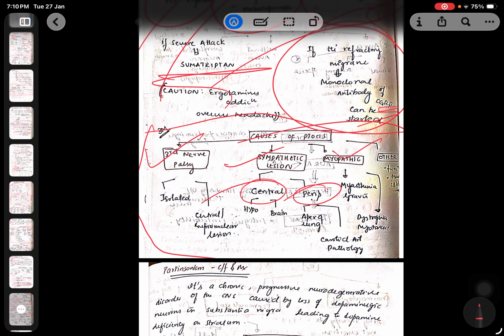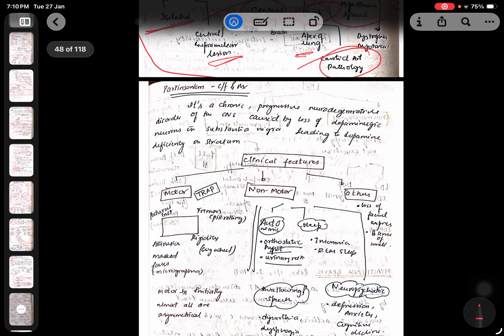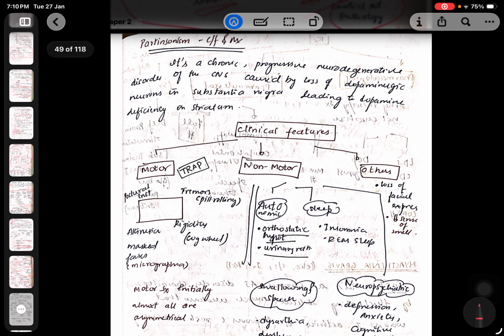If it's a peripheral cause, again, it might be due to a lesion in the lung or it might be in the carotid artery. So based on that, make sure you know that. And myopathy, most commonly myasthenia gravis, is diagnosed based on ptosis only. So you need to know about that. Then also the third nerve palsy, it might be isolated or it might be due to some supranuclear palsy. Parkinsonism, again, 5 marker.